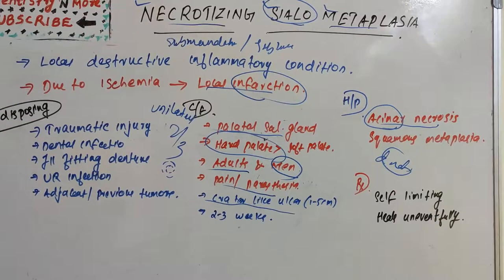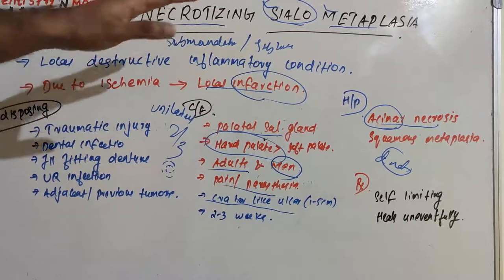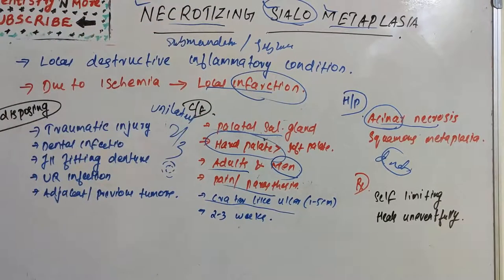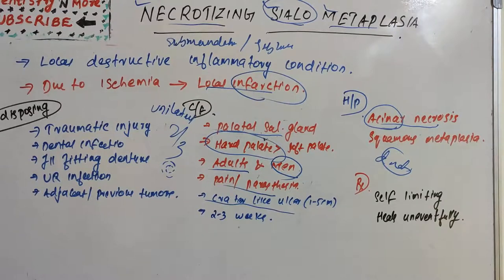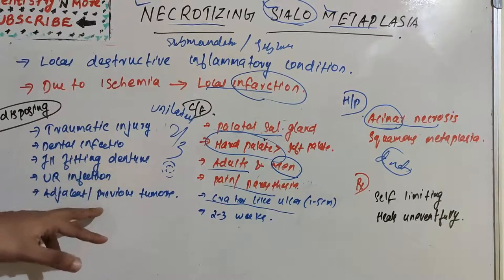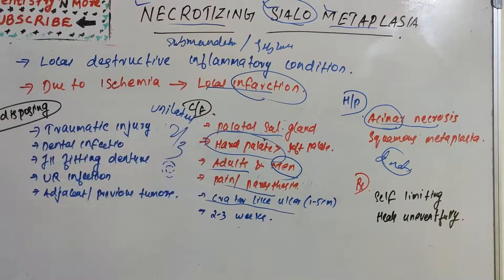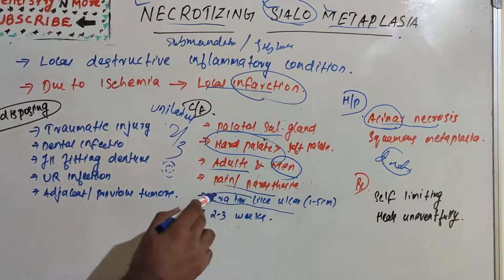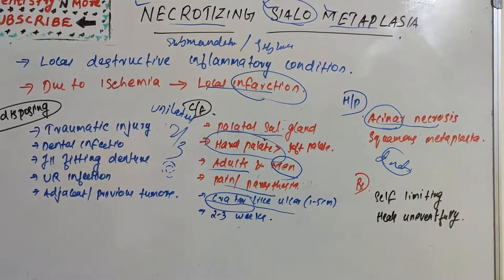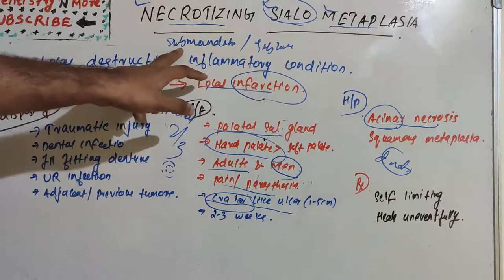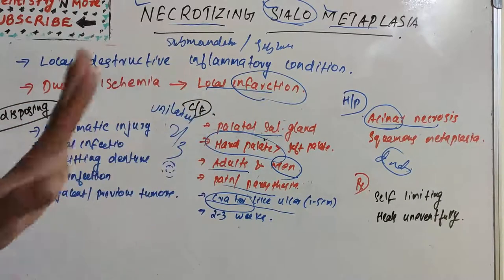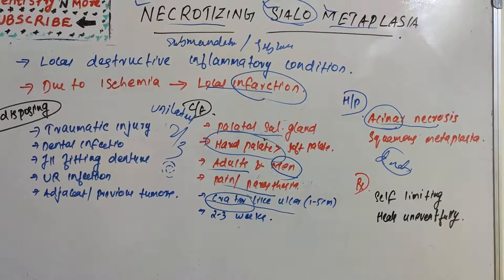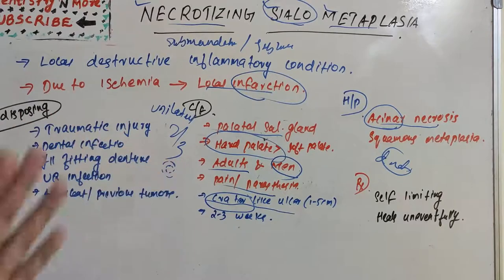So that is all about necrotizing sialometaplasia. It is an ulcer seen mainly on the palate, that is the hard palate, due to ischemia, which further leads to infarction. These are the predisposing factors: traumatic injuries, infections, ill-fitting dentures, upper respiratory tract infection, and other tumors. The hard palate is most involved. Adults and men are involved. There is pain and paresthesia, and the most common presentation is a crater-like ulcer, which is seen within 2 to 3 weeks, and there are very rare chances for the submandibular and sublingual glands. Sometimes it is seen in the minor salivary glands and also the parotid glands, but mostly the hard palate. The histopathologic features are acinar necrosis and squamous metaplasia of the salivary ducts, and it is a self-limiting condition.